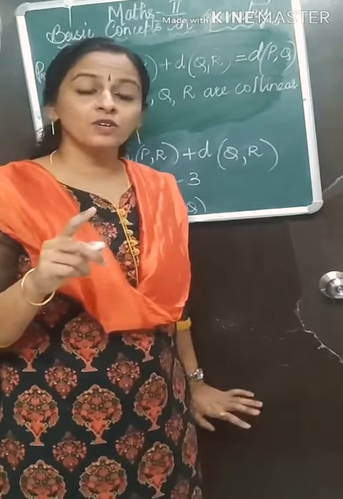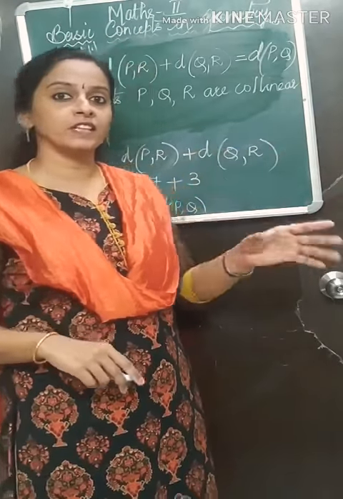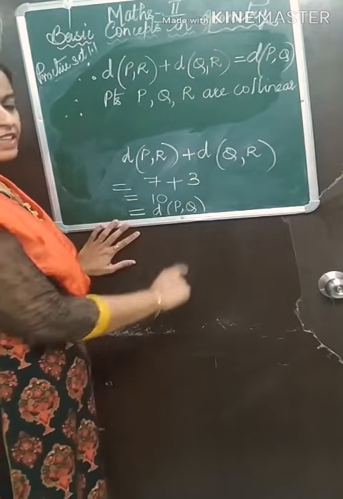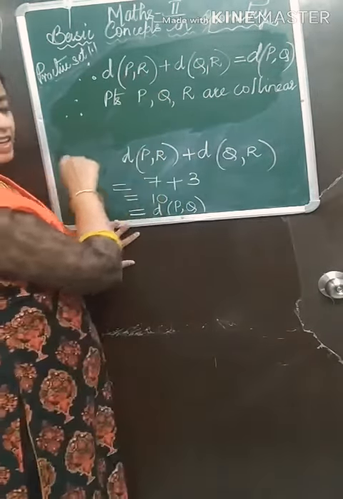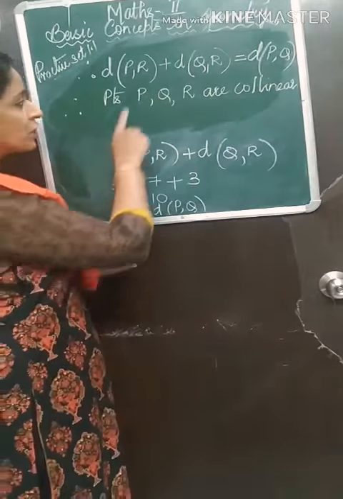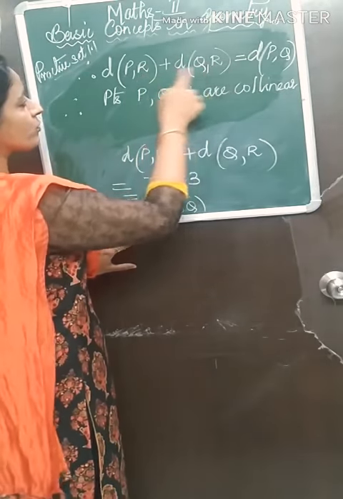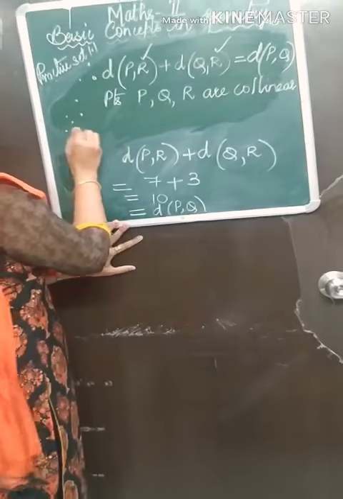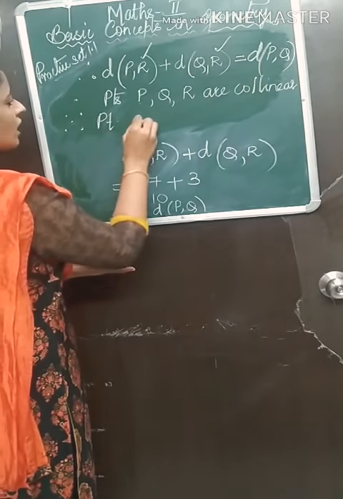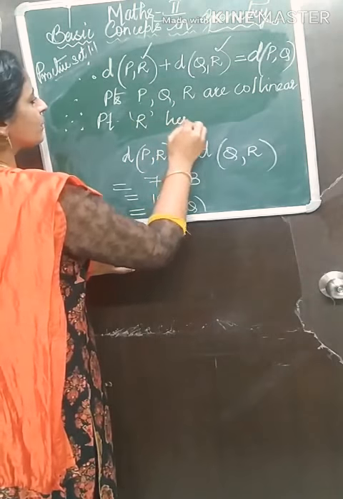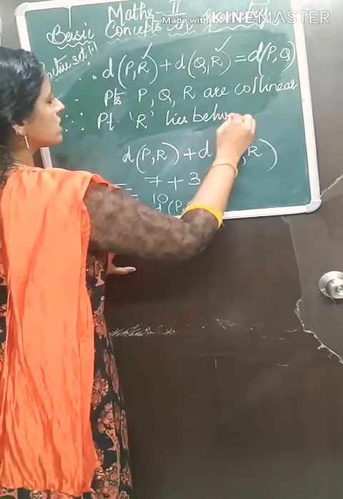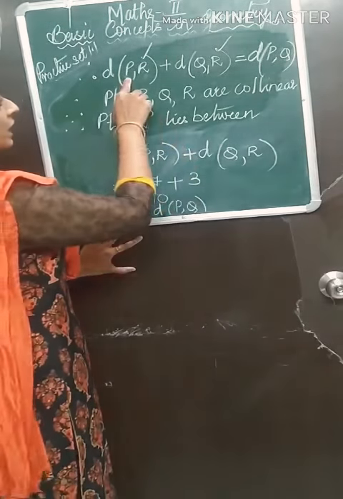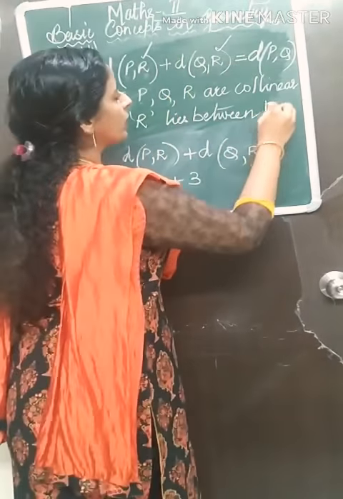Now, how did I ask you to find out which point is between the other two? How will you get it from this? Which point is repeated? Here you have P comma R, here you have Q comma R. Which point is coming 2 times? R, right? So you will write: point R lies between points P and Q.